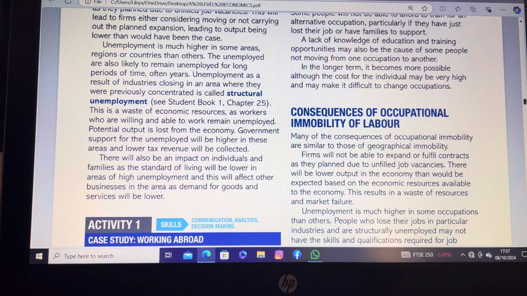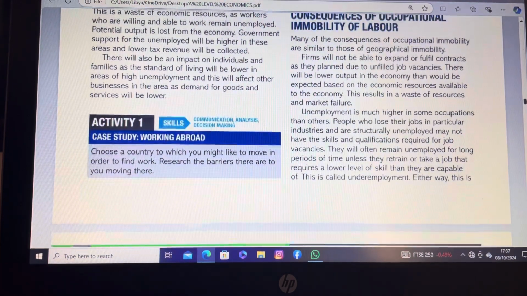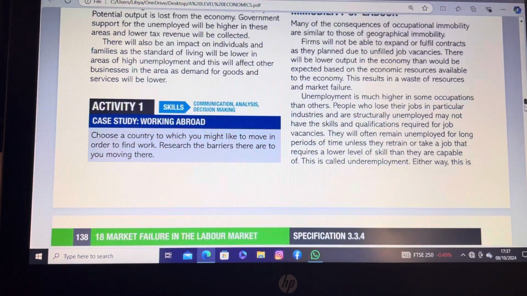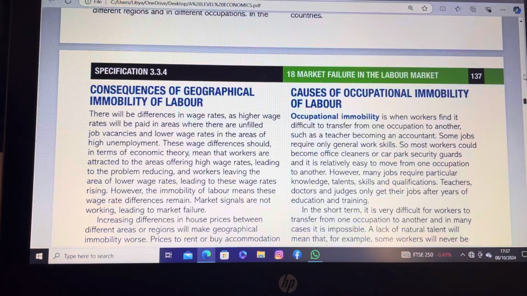Then they said it will also reduce the standard of living in areas where there is a high unemployment rate. Why? Because when people work, they use the disposable income to provide basic necessities for their families. So if they lose their jobs or if they don't get those jobs, it's difficult for them to maintain a particular standard of living. So those are the consequences of geographical immobility of labor.